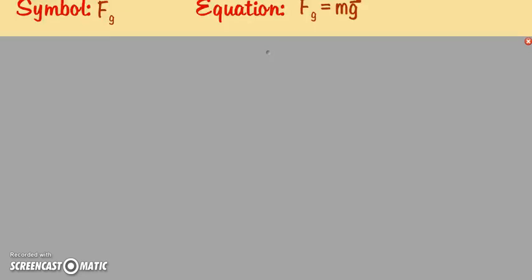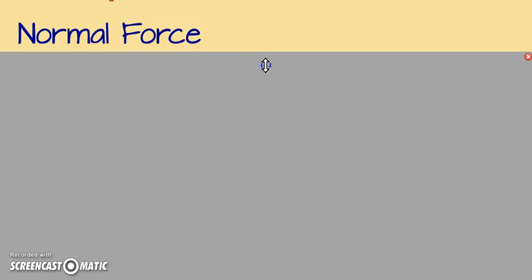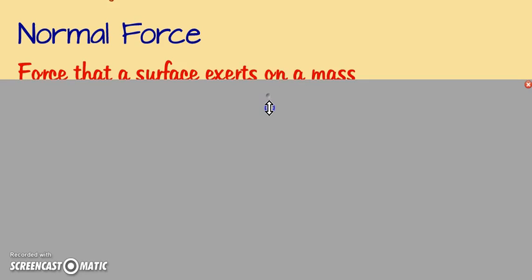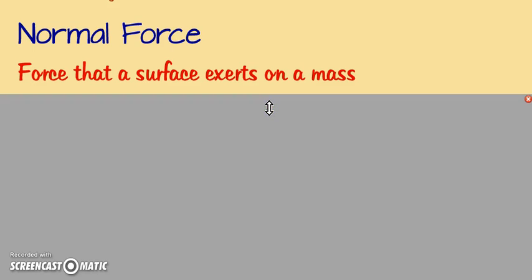Moving on to another common force. Another one is something called the normal force. Now in physics, the term normal doesn't refer to ordinary. Rather, it refers to the term perpendicular. The normal force is a force that any surface would exert on a mass. So if you think of standing on a floor, that floor would be the surface, exerting a normal force on you. Or perhaps you have a pen sitting on your table. The table would be exerting the normal force on the pen.